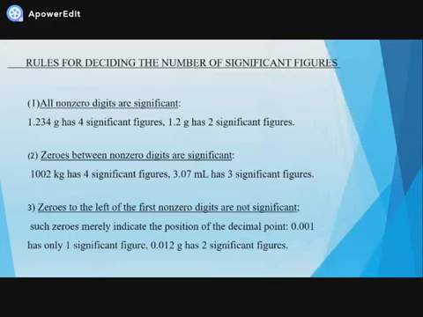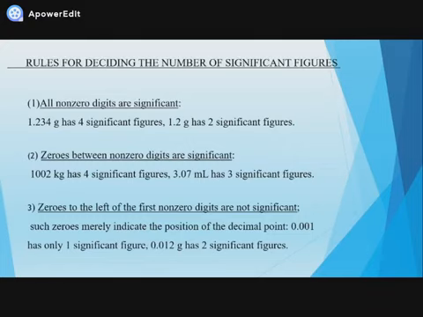There are certain rules for predicting the number of significant figures which are given as under. Number 1. All non-zero digits are significant. For example, 1.234 gram has 4 significant figures and 1.2 gram has 2 significant figures. Second rule is zeros between non-zero digits are all significant. For example, 1002 kg has 4 significant figures and 3.07 ml has 3 significant figures.